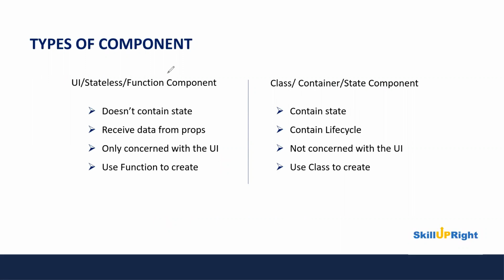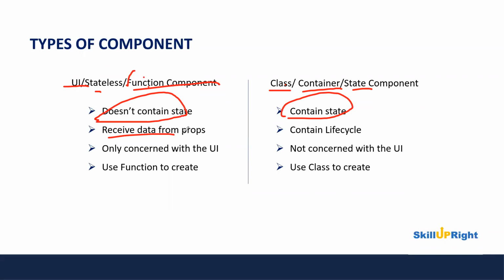Okay. So function-based components are the ones which do not create a state, and we will use a function to create it. If someone says function, if someone says stateless, if someone says UI, it's the same thing. Okay. And if someone says class-based, container, or state component, it's the same. So class-based components contain the state and function-based components don't contain the state. Function-based components receive the data from the props, that is from the parent component, because they don't have any state.